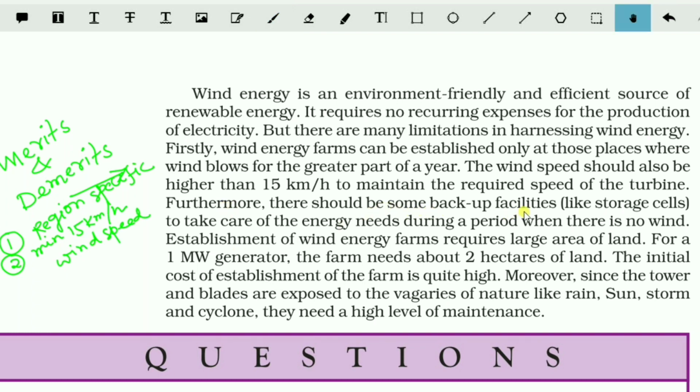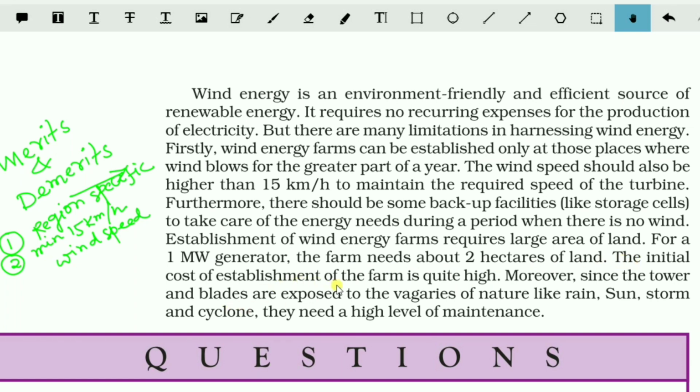There should be some backup facilities like storage cells to take care of the energy needs during a period when there is no wind. Establishment of the wind energy farms requires a large area of land. For a 1 megawatt generator, the farm needs about 2 hectares of land. This is also a demerit. Large areas needed. And a single windmill will not be sufficient for generation of electricity. A wind hub or wind farm is needed, and that's why it requires more area. This is also a demerit.